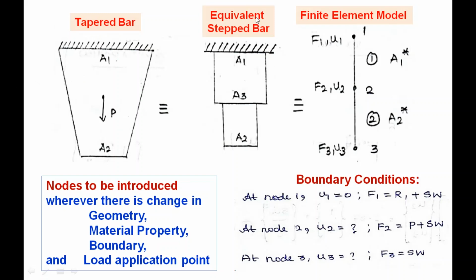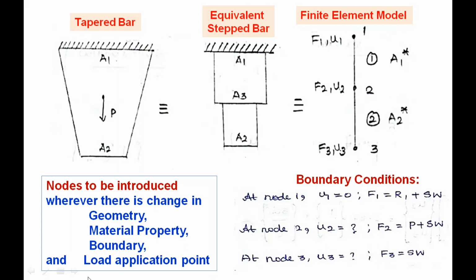So, the tapered bar is converted into an equivalent stepped bar. Now, this equivalent stepped bar is converted into a finite element model. For the first element, we have A1 star as the cross section. For the second element, A2 star is the cross section. Here I am showing the element number and node number. Element 1 has node 1 and node 2. Element 2 has node 2 and node 3. The degrees of freedom are U1, U2, U3. The forces acting on the nodes are F1, F2, F3.